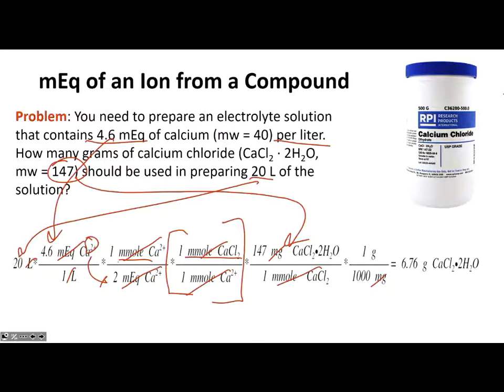So we went from milliequivalents of just one of the ions, in this case the cation, calcium. From the milliequivalents of that, we converted it to the number of moles of calcium, to the number of moles of calcium chloride, and then to the weight of that calcium chloride. So hopefully you're seeing those steps. Going one way or the other way doesn't matter, but it's step by step by step.